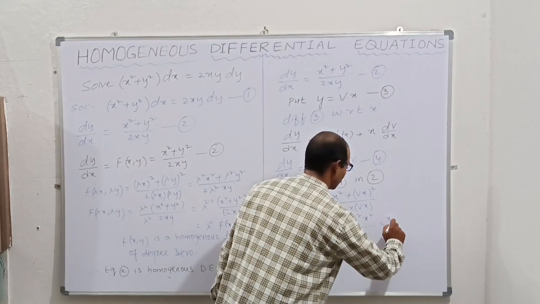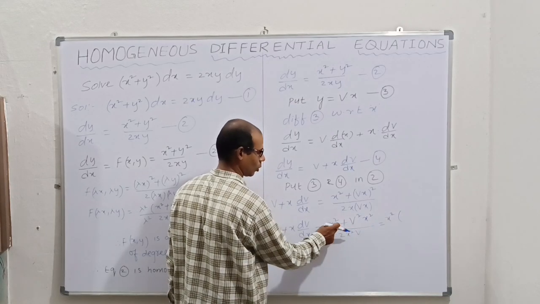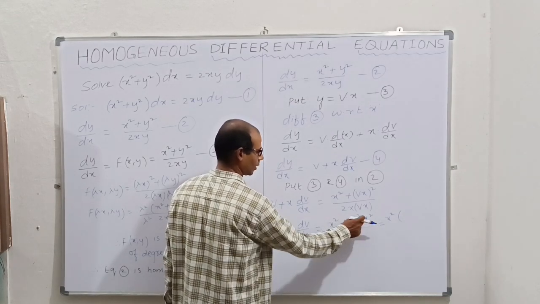So x square, we can take as the common factor. We can take x square common.